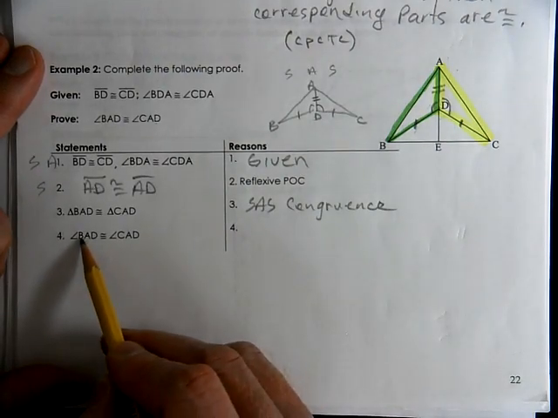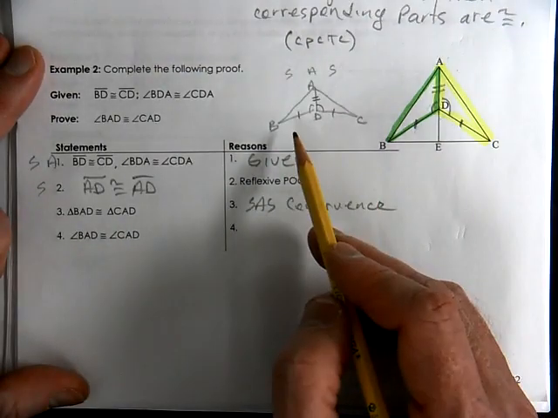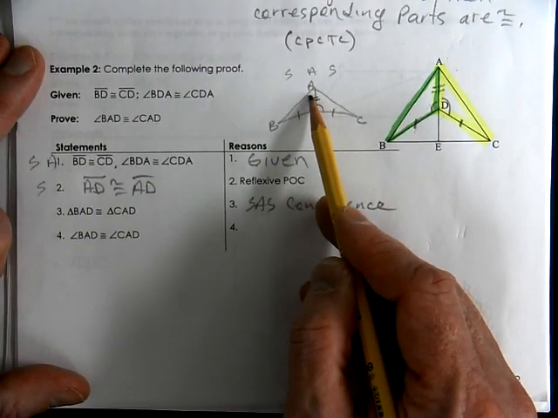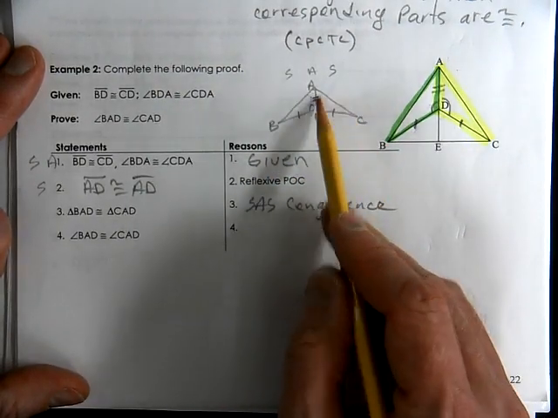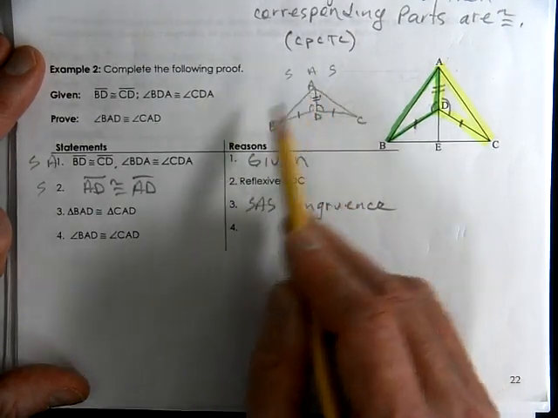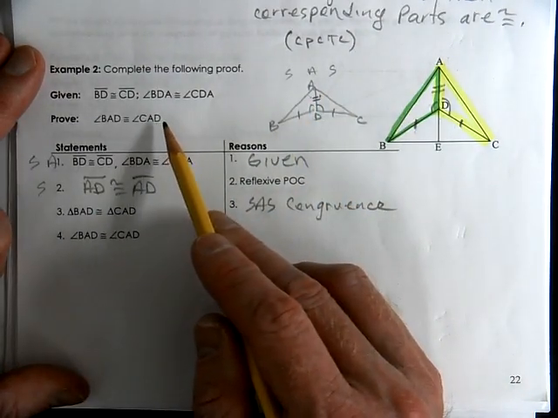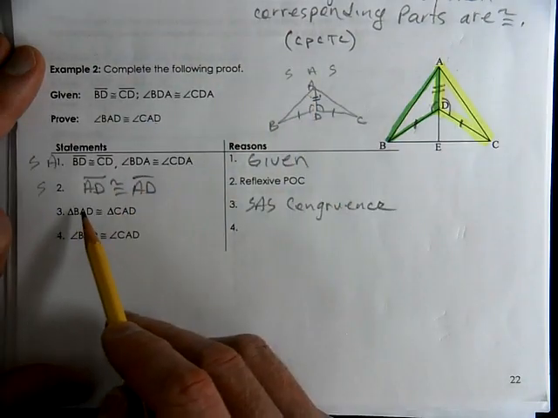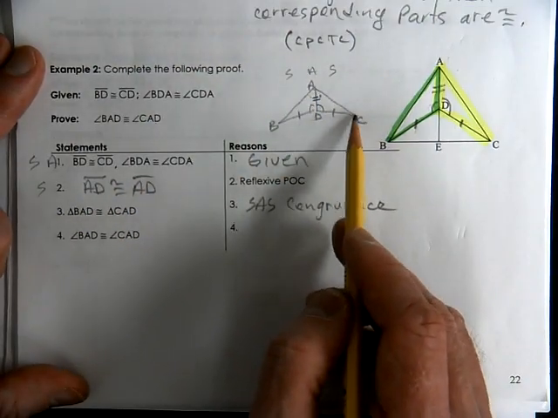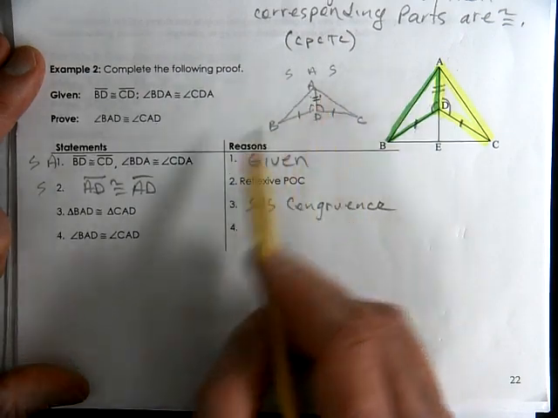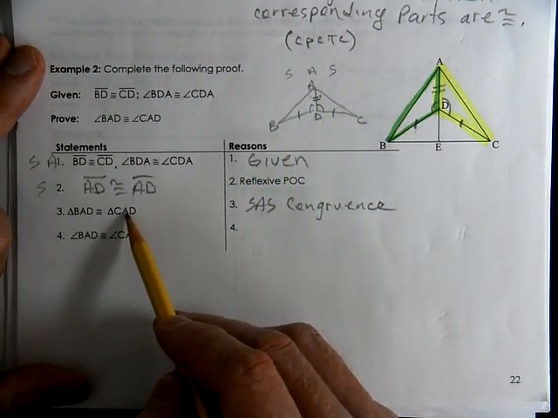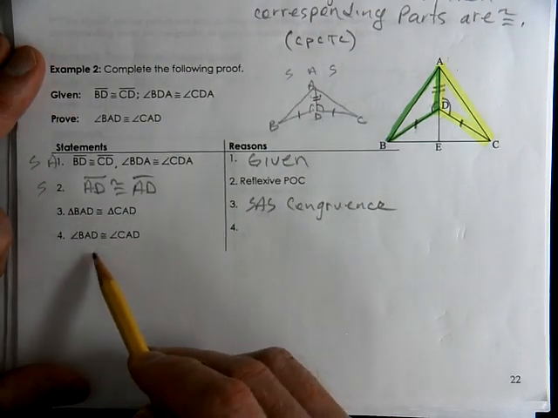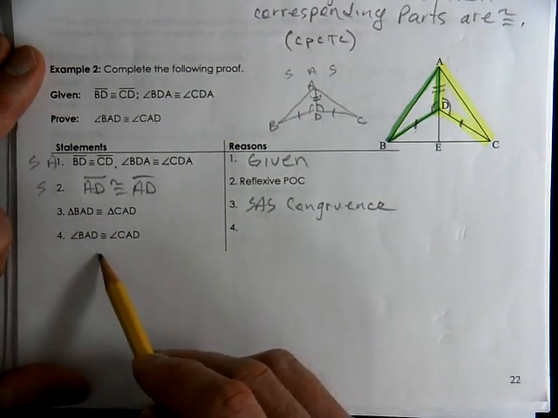Now we've got to check out where is this BAD. BAD is that angle. CAD is that angle. So it's the A of the green triangle, that's the middle letter, and the A of the yellow triangle, that's the middle letter. So those are considered corresponding parts. So the corresponding parts are congruent.